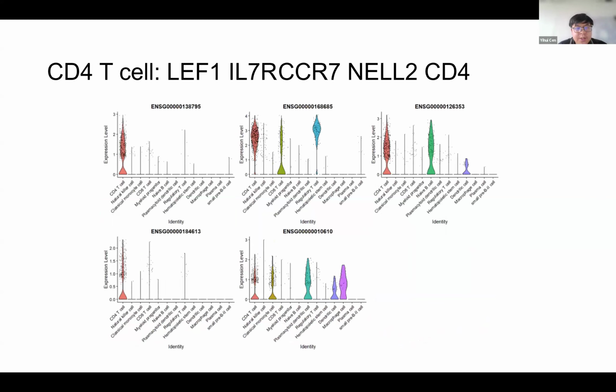Similarly, the CD4 T cell is also a pretty complex cell type, so I also use more markers. There are unique markers like LEF1 and NELL2, but there are also other markers that have expression in other cell types.